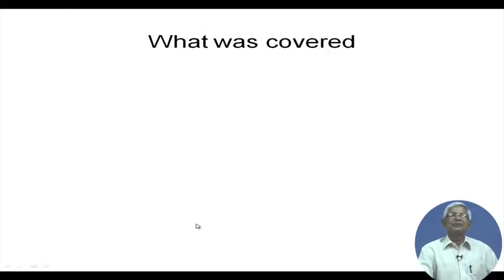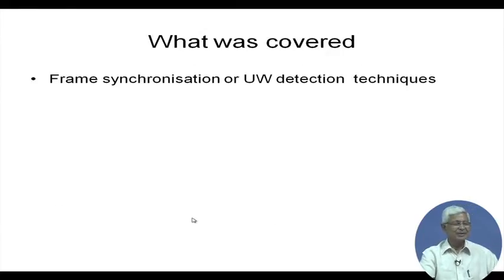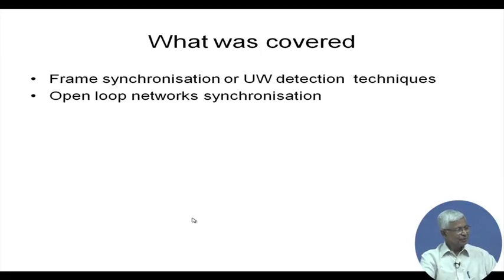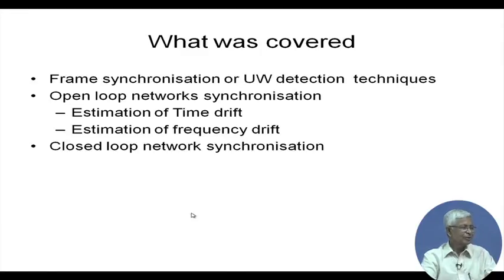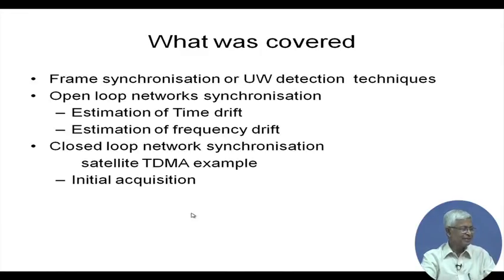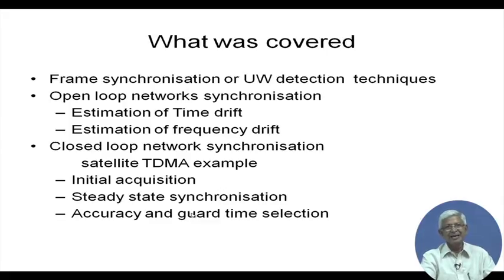So, with this, what we have covered is frame synchronization and unique word detection techniques, open loop network synchronization, estimation of the time drift and the frequency drift, and open loop and closed loop network synchronization. We have taken a TDMA example, in that initial acquisition, steady state synchronization, and the accuracy and guard time selection we have covered. Thank you very much.